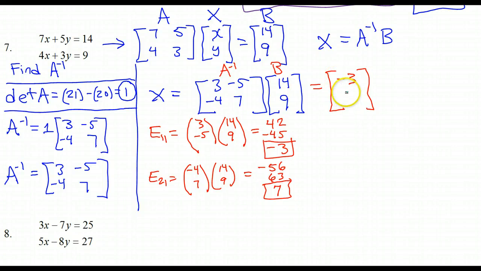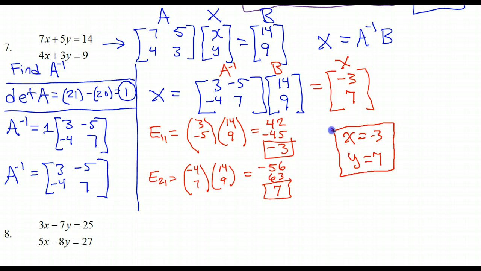So we have our negative 3 and our 7. Now remember, this is the variable matrix X. This is matrix X, and matrix X is in the form X, Y, like this. So that's how we know that X is equal to negative 3 and Y is equal to 7. Alright, so we solved another system using matrices.